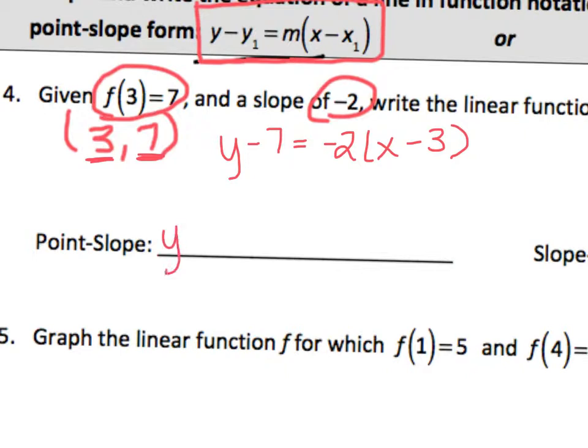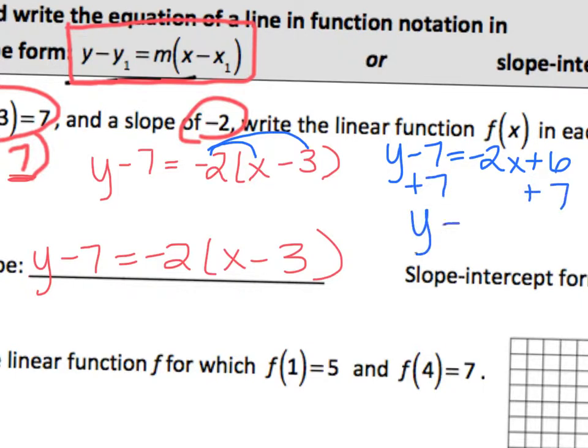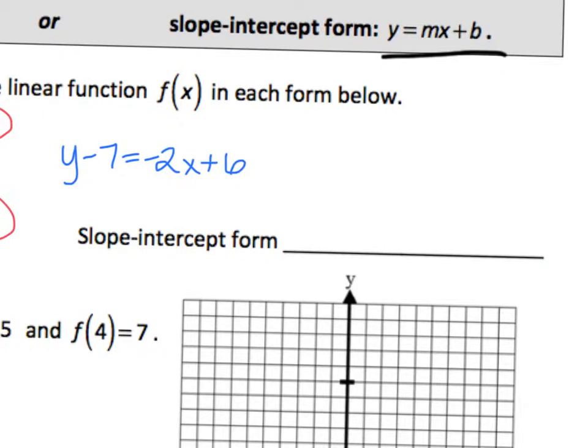So that is your point slope form. You don't have to do anything else. That's it. Now, if you're taking that and you're going into slope intercept form, what you're going to do here is simplify it and solve for y. So you're going to distribute the -2. So I'm going to get y minus 7 equals -2x plus 6. And then I'm going to add 7 to both sides. And that is your slope intercept form.